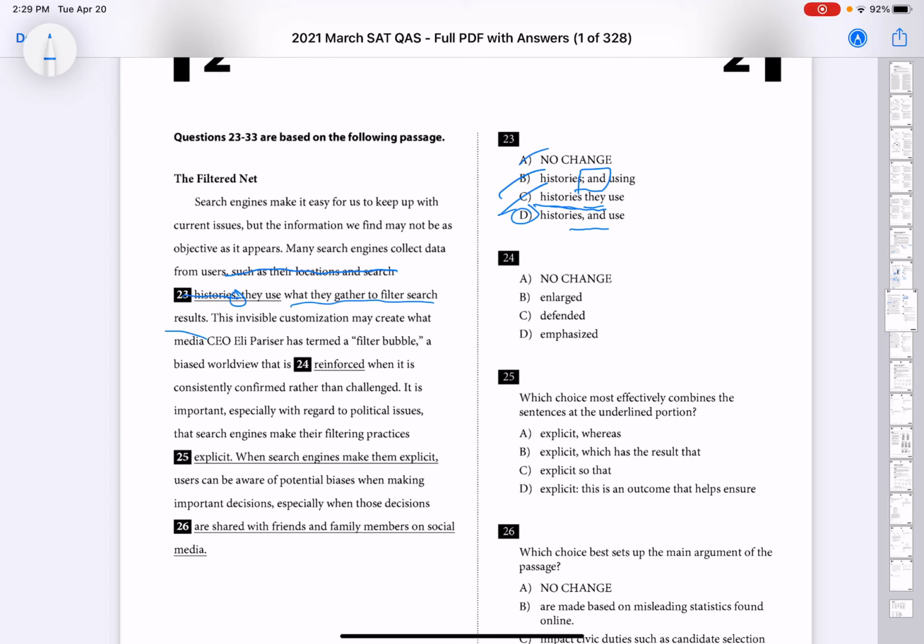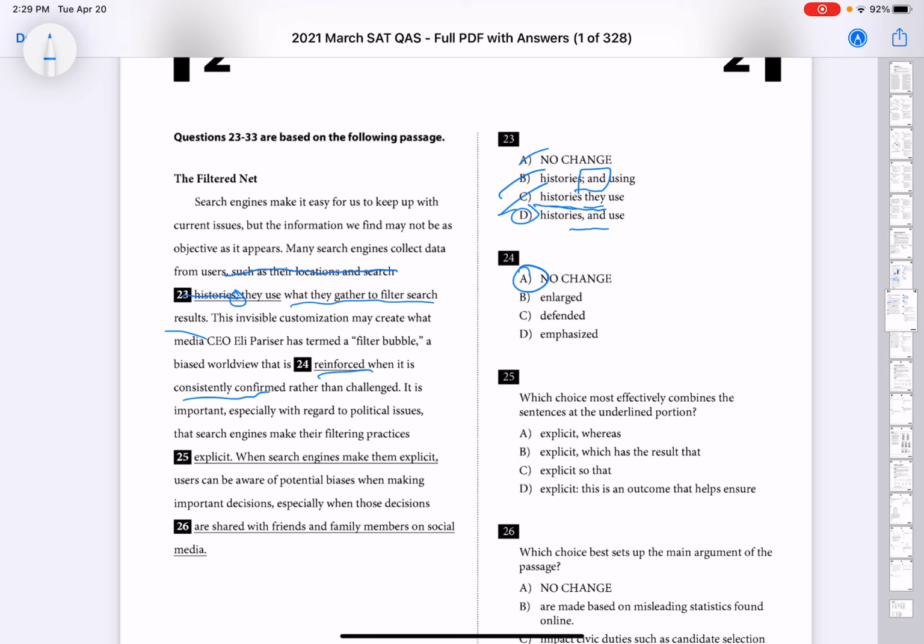24. This invisible customization may create what media CEO Eli Pariser has termed a filter bubble, a biased worldview that is reinforced when it's consistently confirmed. Okay, so the answer for 24 should also be A, because you have a biased worldview that's reinforced when something is consistently confirmed.